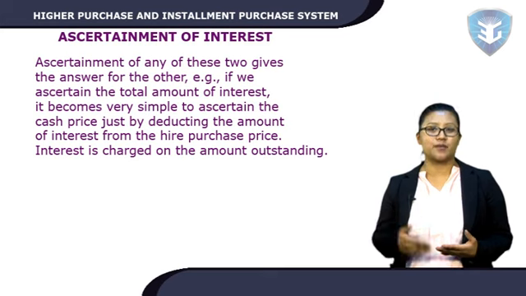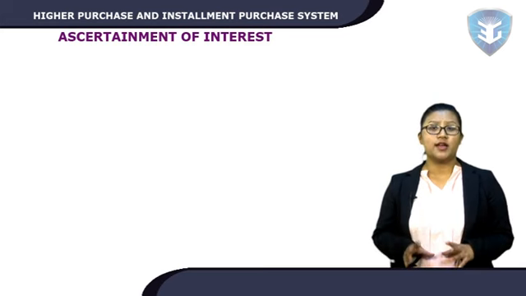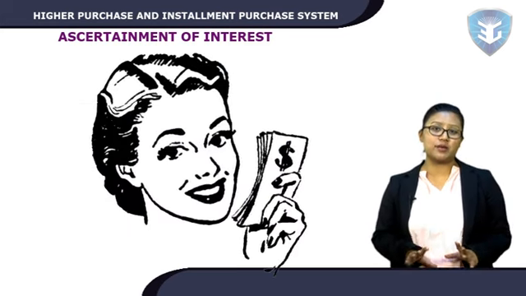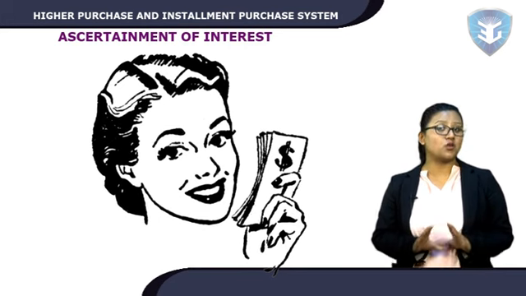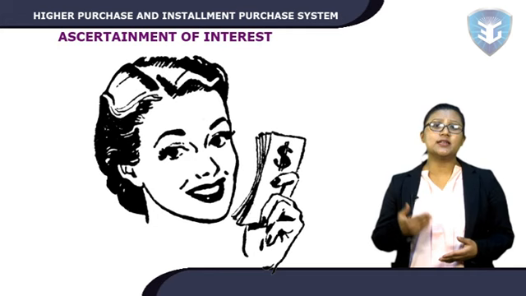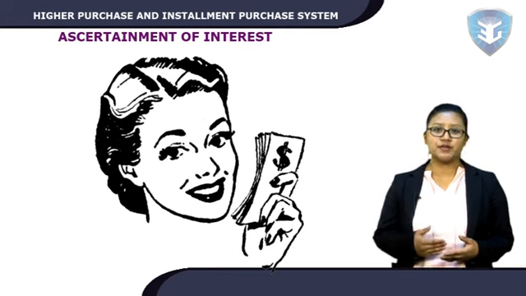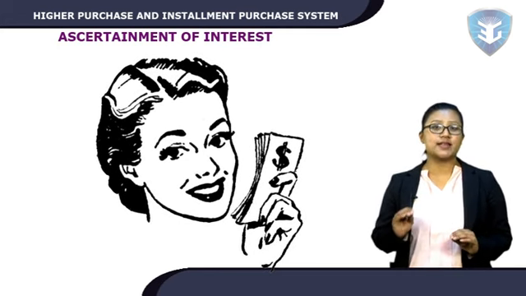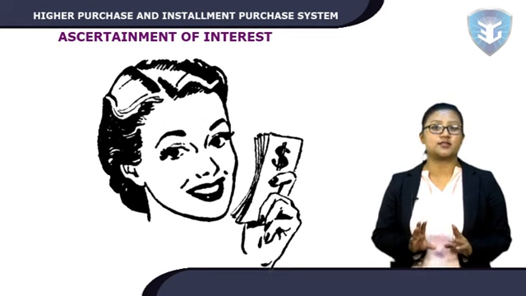Interest is charged on the amount outstanding. Therefore, if the hire purchaser makes a down payment on signing the contract, it will not include any amount of interest. It should be noted that though the installments of a hire purchase agreement may be equal, the interest element in each installment is not the same.